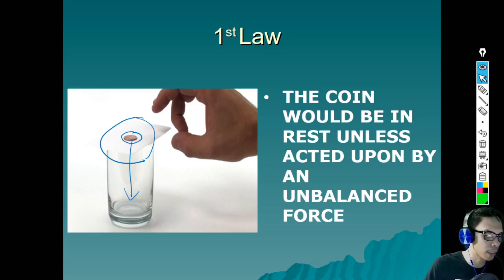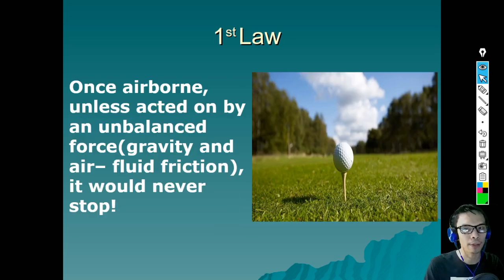But once you remove that particular paper, it will create an unbalanced force. Then the coin will fall down following gravity, the direction of the force of gravity, which is downward. So basically, the coin will fall down in this particular experiment.